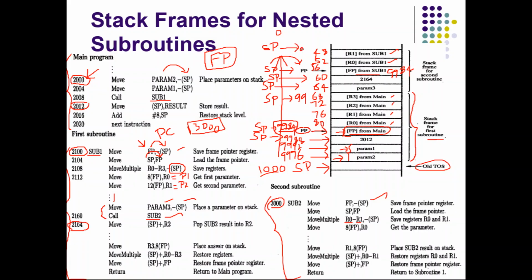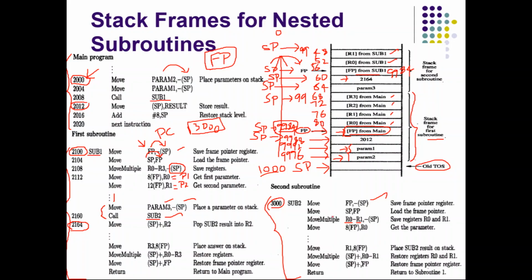But still, where is FP pointing? FP is pointing to this 56. Now if you want to get the parameter that is being passed by subroutine 1 to subroutine 2, you can retrieve it by using FP. FP is pointing to 56. Below that is the return address, and below that is the parameter. So FP plus 6 will give the return address, FP plus 8 will give the parameter.